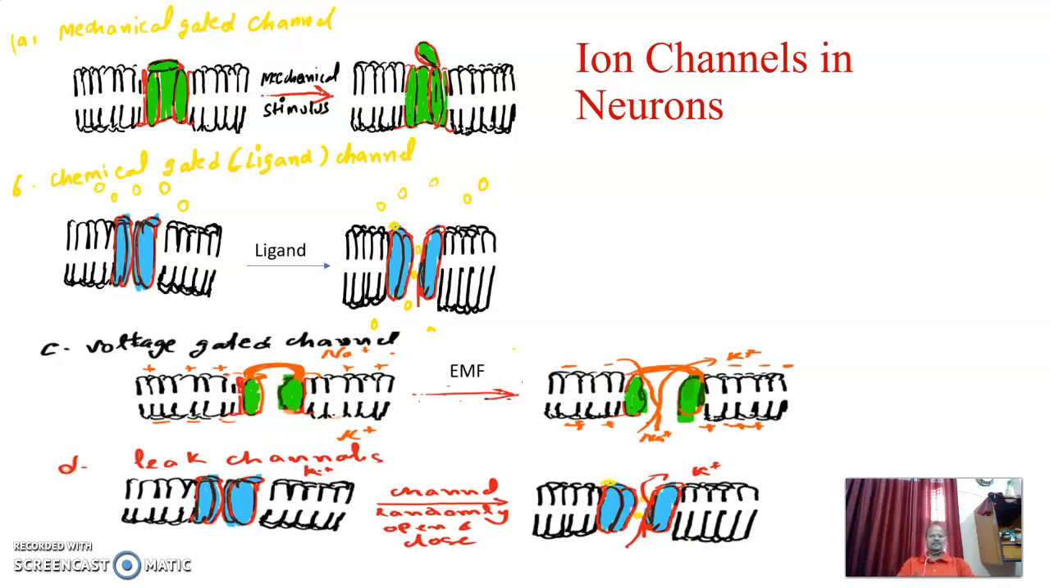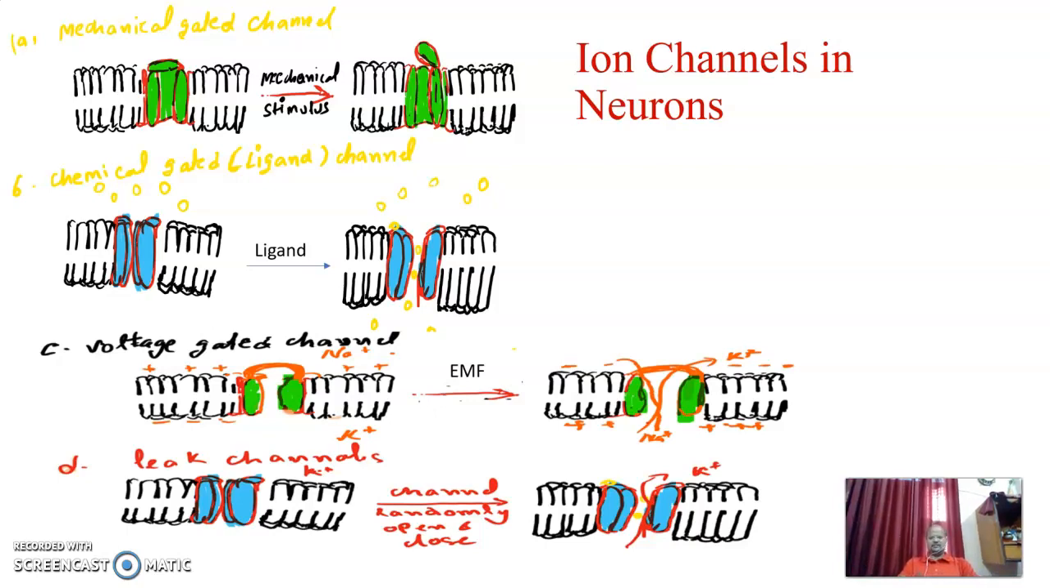Another one is the chemically gated channels, or ligand gated channels. These channels open and close in response to the binding of particular chemicals, and they open only at that time. So these are known as ligand gated channels. Most of the time they are present in neuroreceptors, like neurotransmitter receptors. They are ligand gated, with vesicles which open in response to particular neurotransmitters.